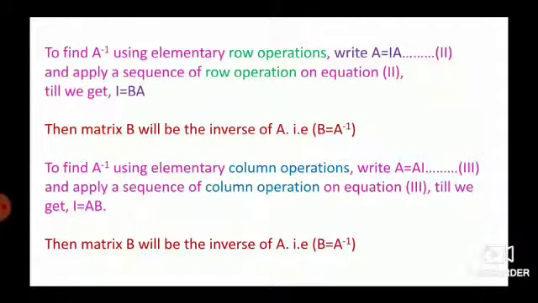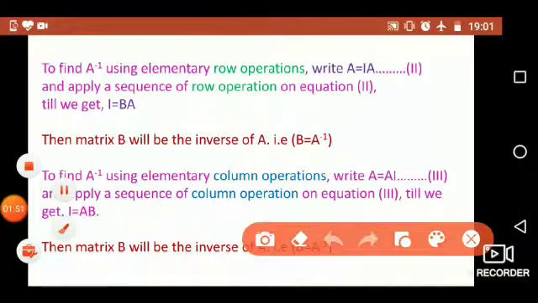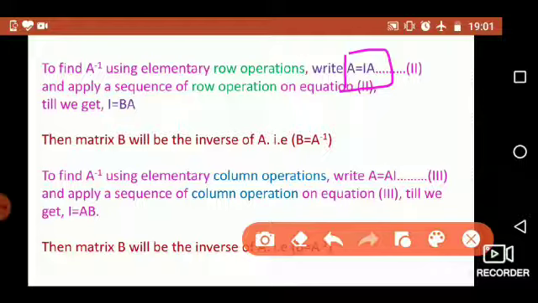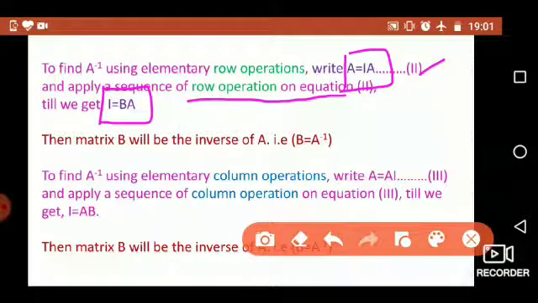To find the inverse of a given matrix using elementary operations, we write capital A is equal to I into A, and we denote this as equation number 2. Then we apply the sequence of row operations on equation number 2 till we get the equation I is equal to B into A. Then the matrix B is called the inverse of A, and it is denoted by B is equal to A to the power minus 1.